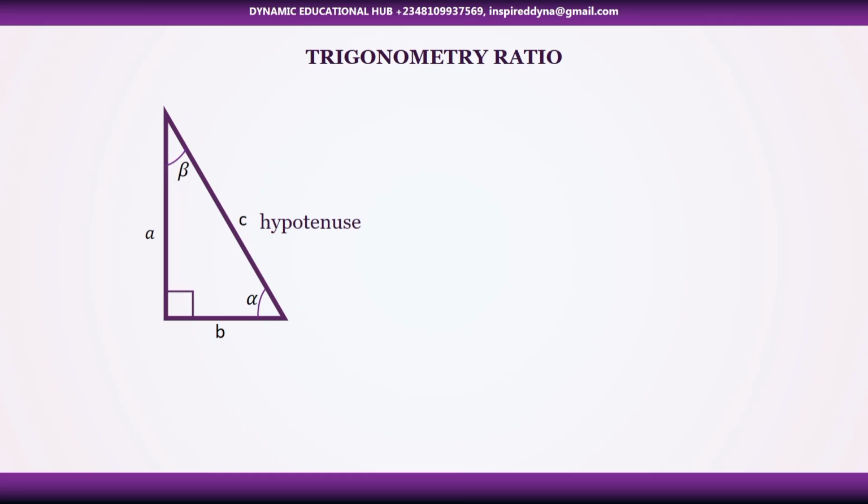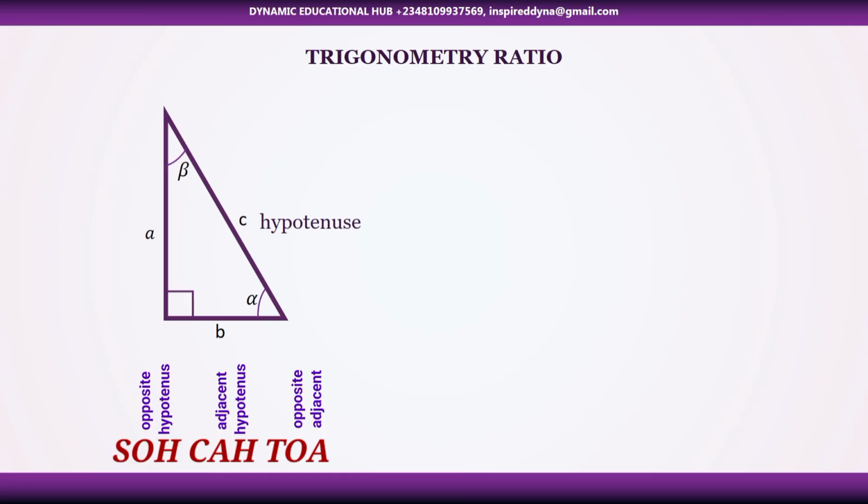The first trig ratio we will choose is sine. Don't forget, sine is opposite over hypotenuse. Now we are starting with our alpha. If we choose alpha to name the sides, this side becomes opposite and this side becomes adjacent. So sine alpha will give us opposite over hypotenuse. And what is opposite here? Opposite is A and hypotenuse is C. So we have A over C.